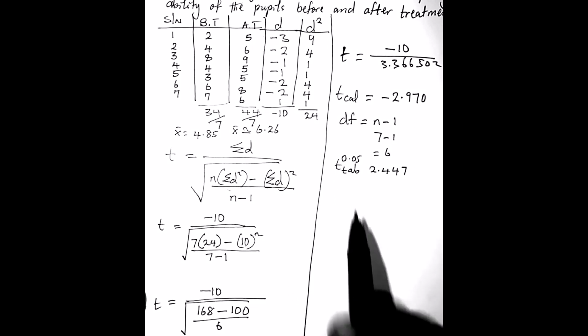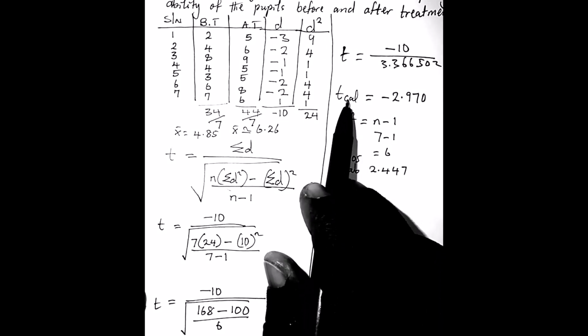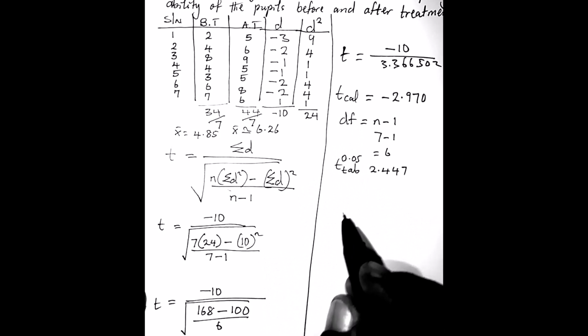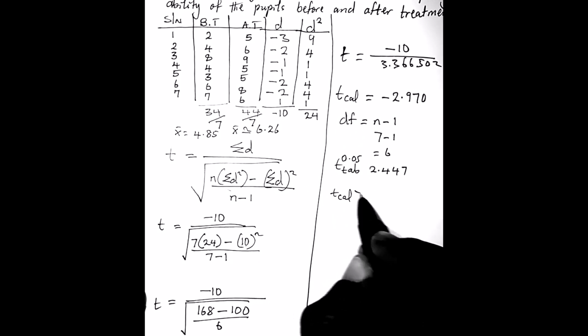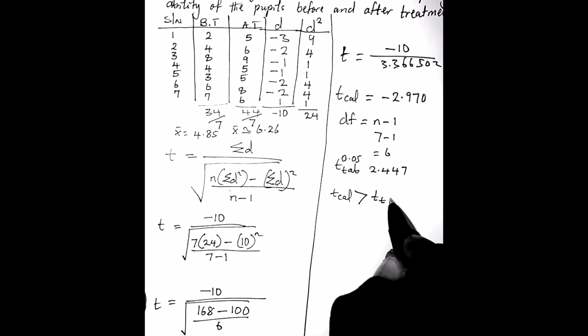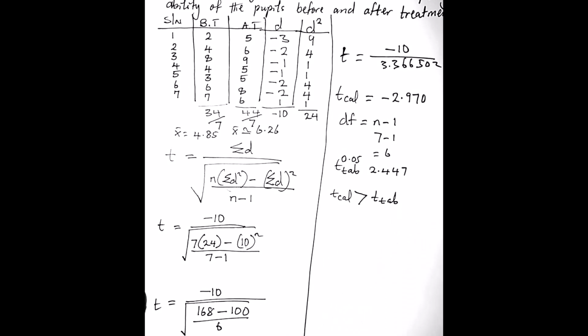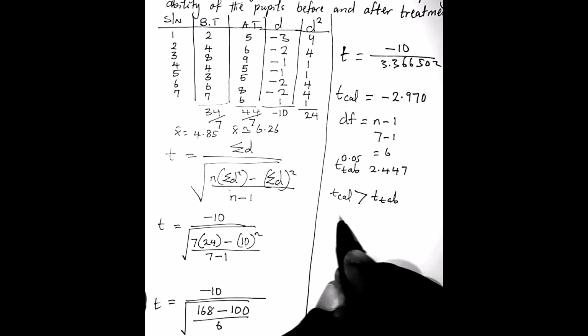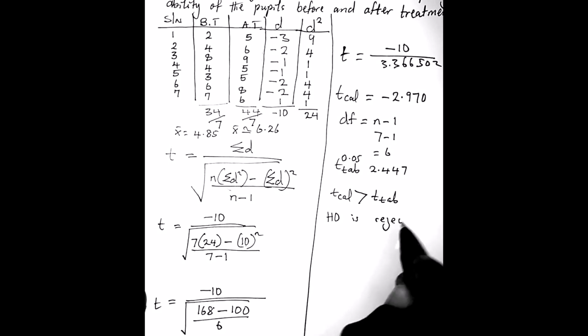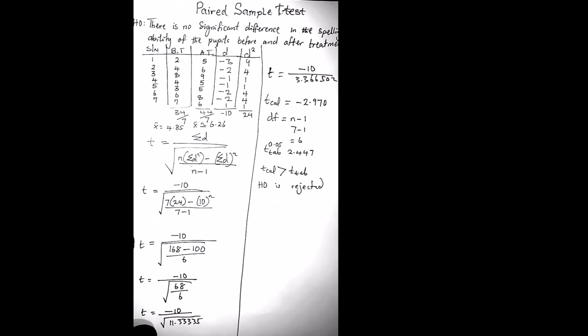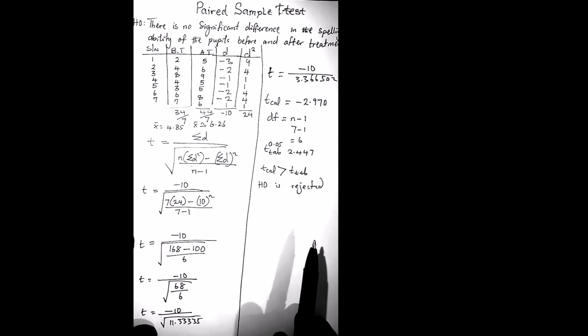So now we compare our t tabulated to our t calculated. So by implication, we see that our t calculated, t cal, is greater than our t tabulated. So for this reason, we have to reject the null hypothesis. So we say our null hypothesis is rejected. So this means that there is significant difference in the spelling ability of the pupils before and after treatment.